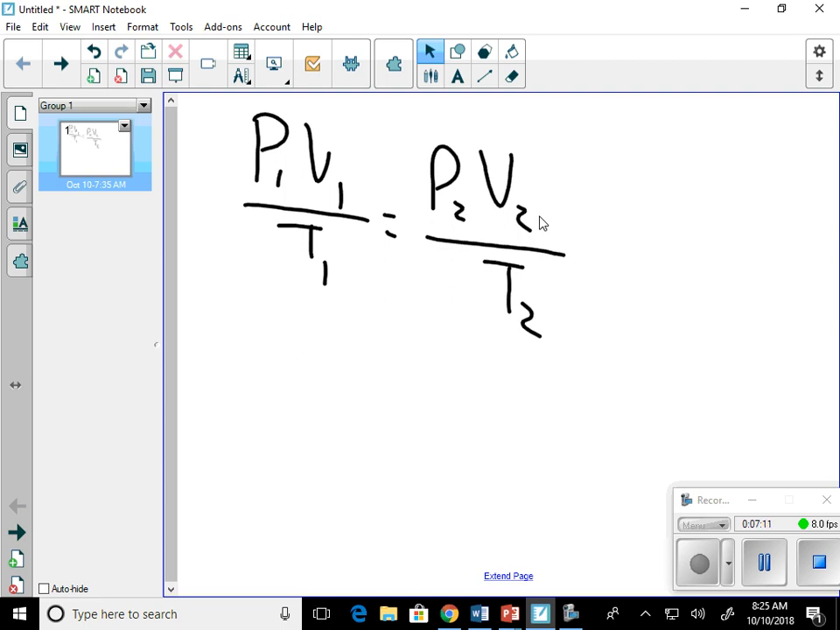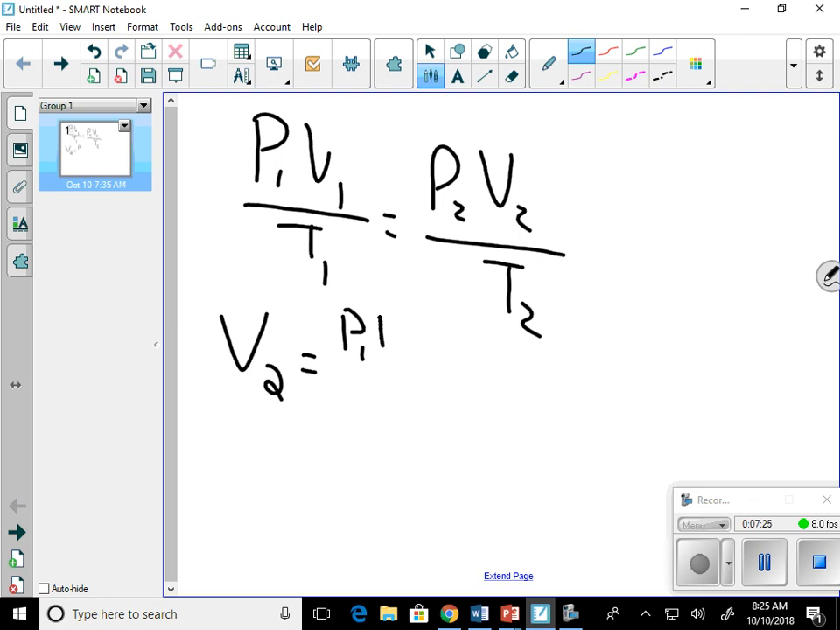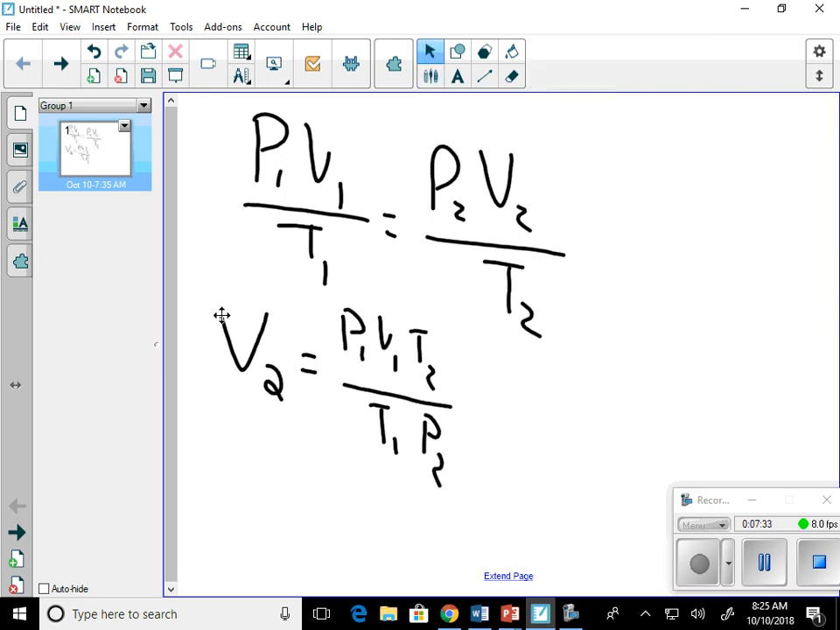If you look at my answer keys, again, I've been teaching this for a long time, and especially the math department tried to emphasize isolating the variable before you plug in values. So if I were to solve for V2, it would be P1 V1 T2 over T1 P2. So sometimes if you look at my work, I then plug it in and solve. However you're more comfortable with it algebraically, go ahead and do it.